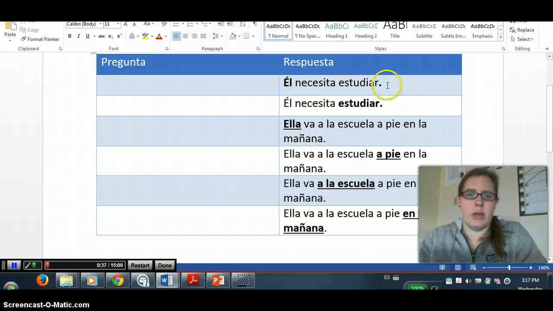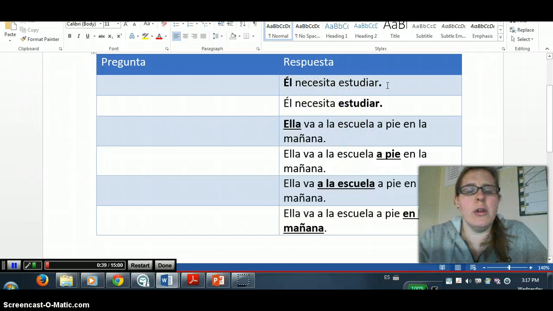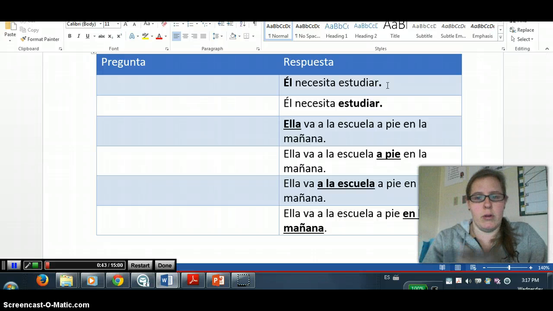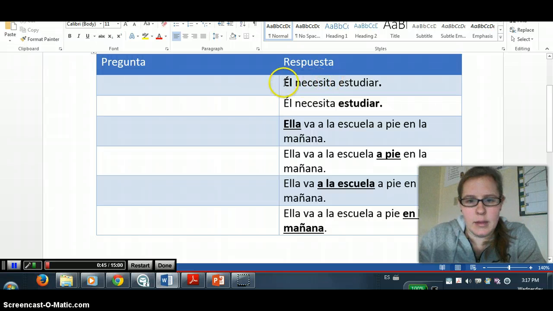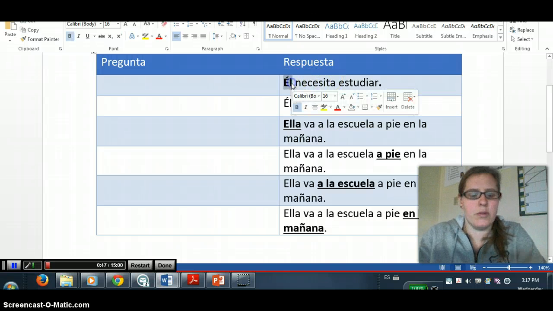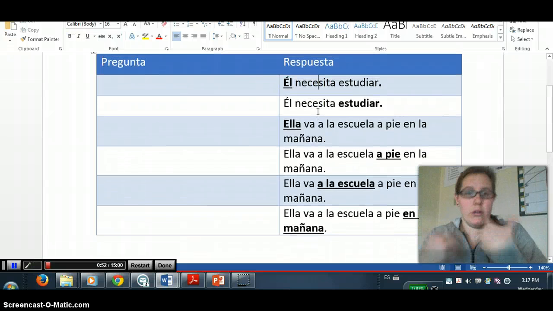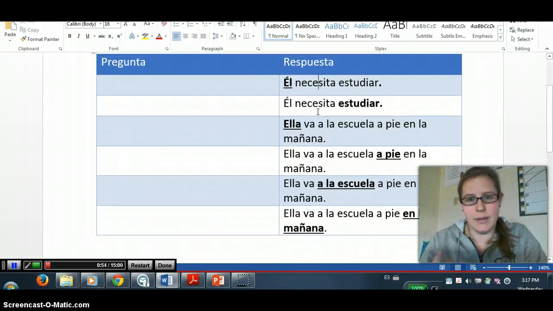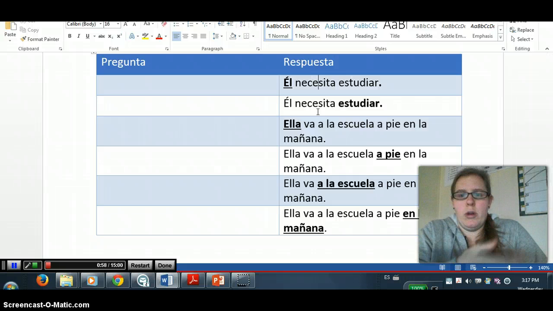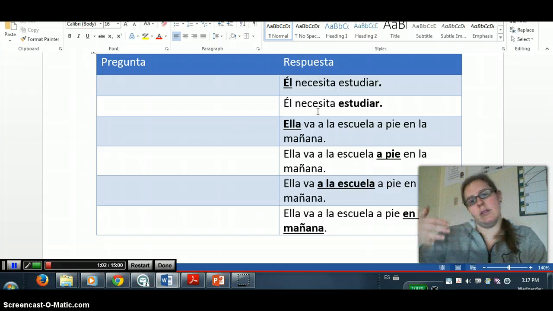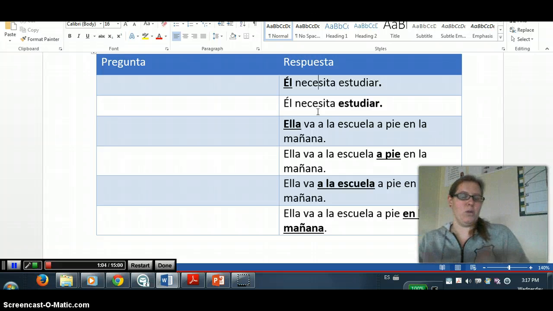Él necesita estudiar. So what's going to happen is I'm going to create a question based on the part that has been bolded or underlined. I guess this part didn't get underlined. I apologize. So if my underlined or bolded part is "he," then what logical question word would go with "he"? That's right, ¿quién? Right? If my answer is a person, then my question has to be who.